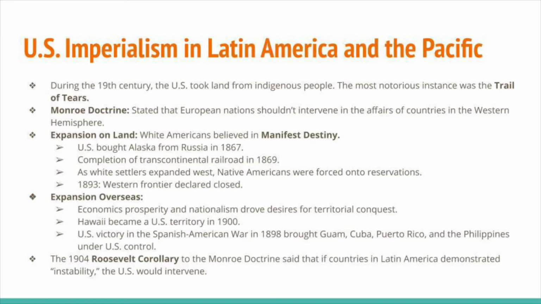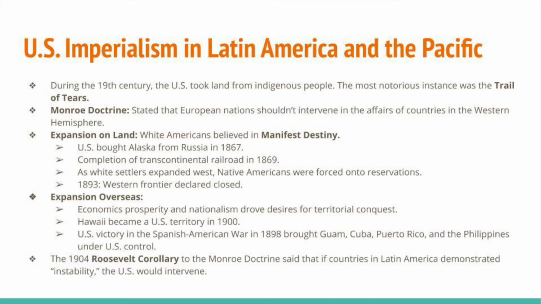White Americans believed in manifest destiny, which was a widely held cultural belief that America was destined by God to spread across the entire North American continent. They followed through with this plan by buying Alaska from Russia in 1867. The U.S. also completed the Transcontinental Railroad in 1869. This allowed settlers to expand west. As these white settlers expanded, Native Americans were forced onto reservations. In 1893, the western frontier was officially declared closed.